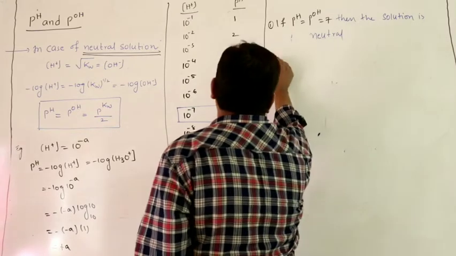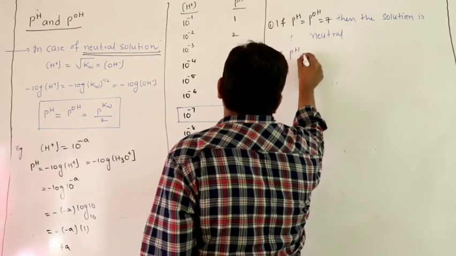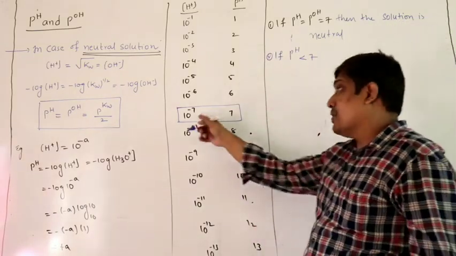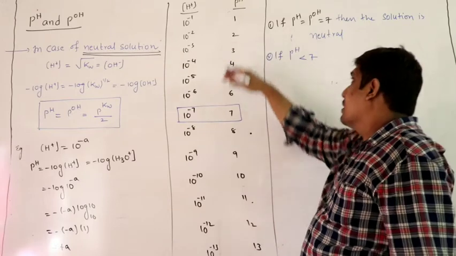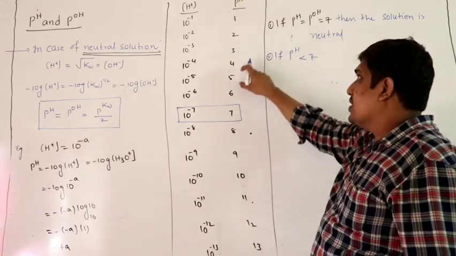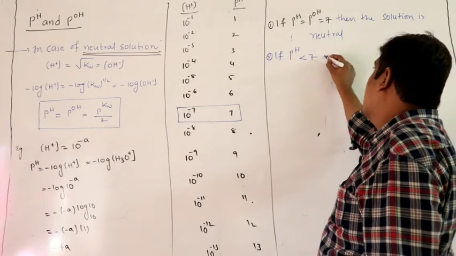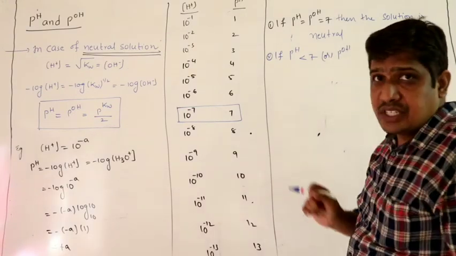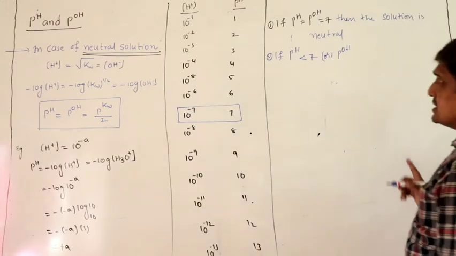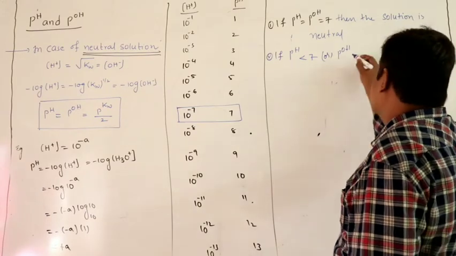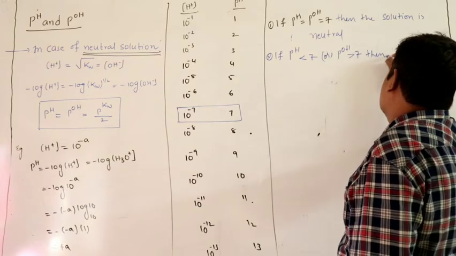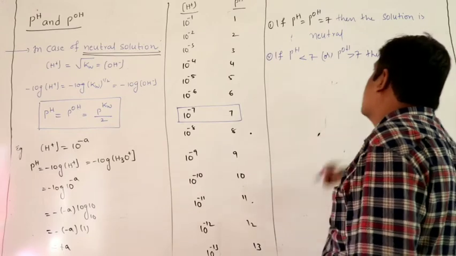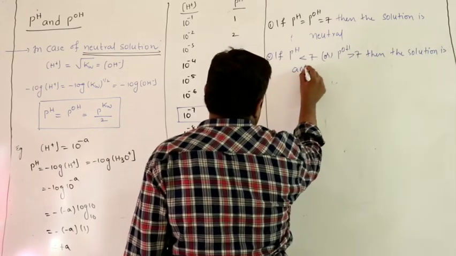If pH is less than 7, that means H plus is greater than 10 power minus 7. Here less than 7 means 6, 5, 4, 3, 2, 1, right? Or we can write that pH plus pOH is 14. If pH is less than 7, then pOH should be greater than 7. Then the solution is acidic.